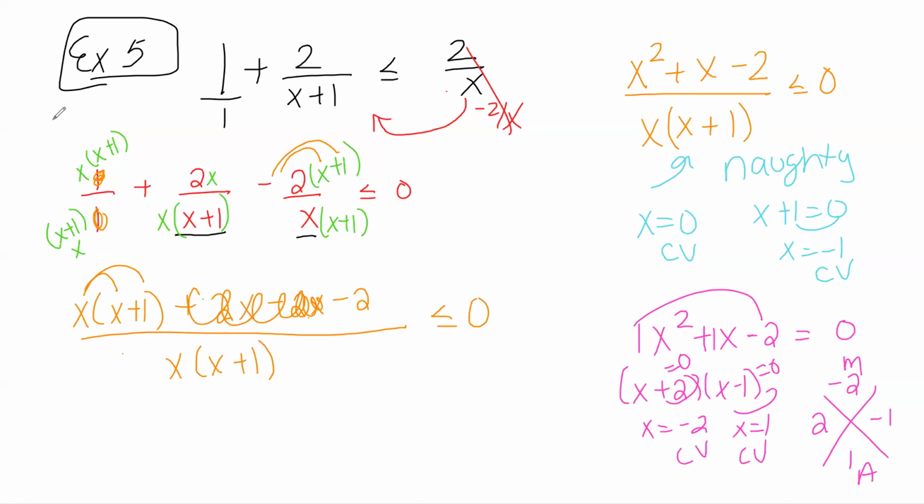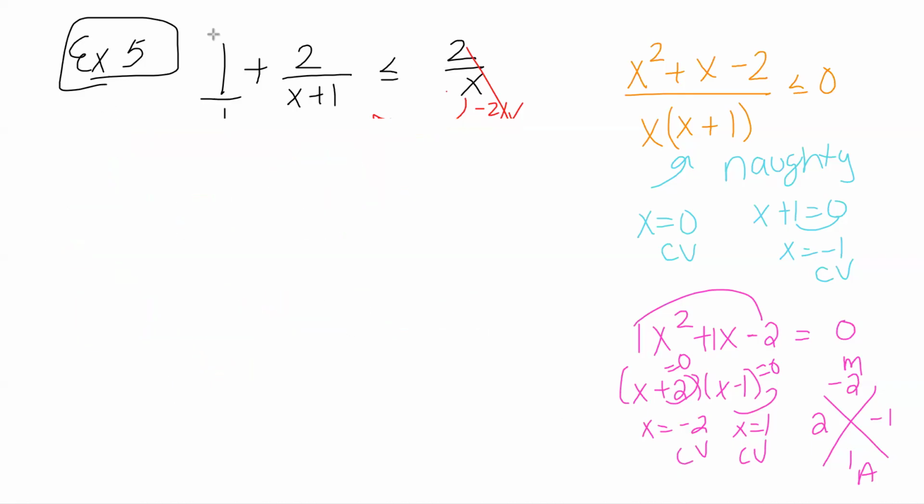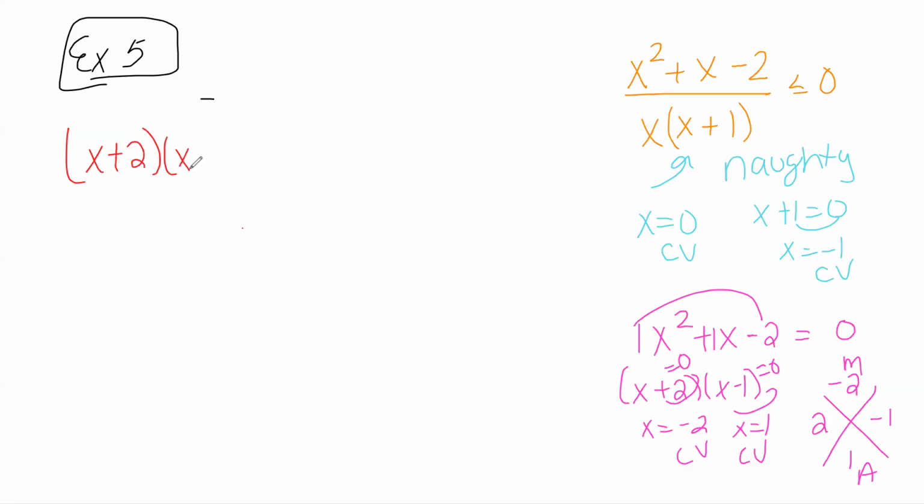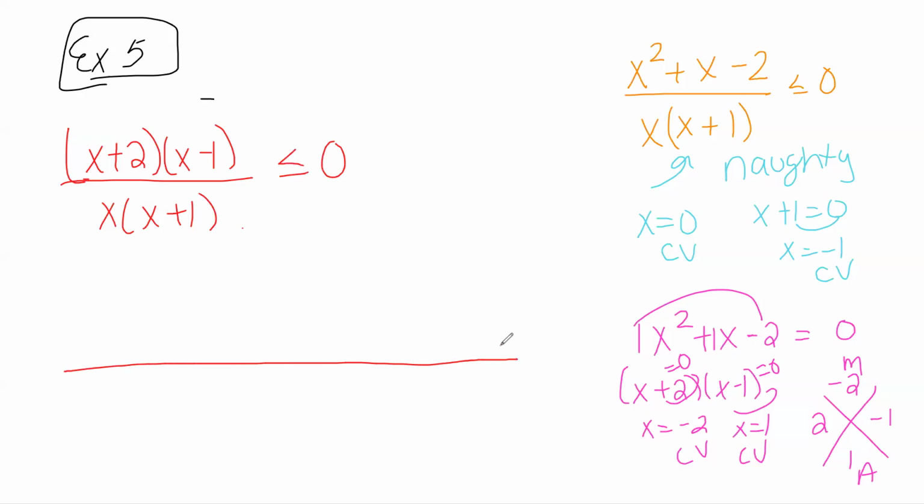Okay. So pause me if you're writing somewhere. Here's our new problem. The top has factored to x plus 2, x minus 1. The bottom was already factored as x, x plus 1, and it's less than or equal to 0. We have critical values. What's the smallest? -2, then -1, then 0, then 1.